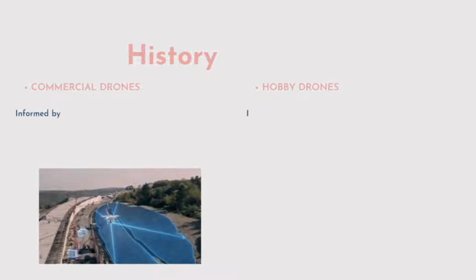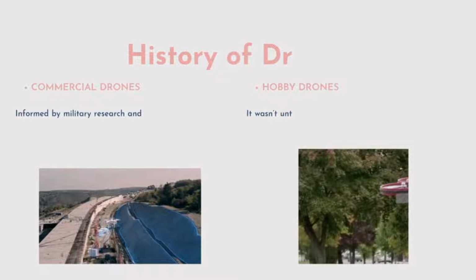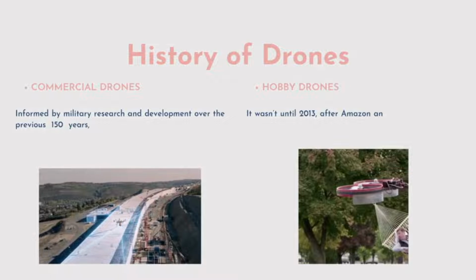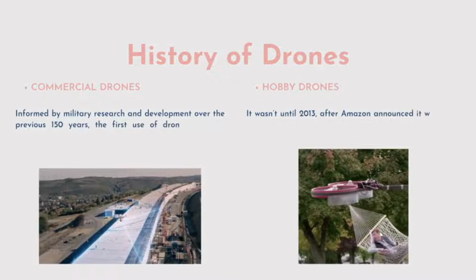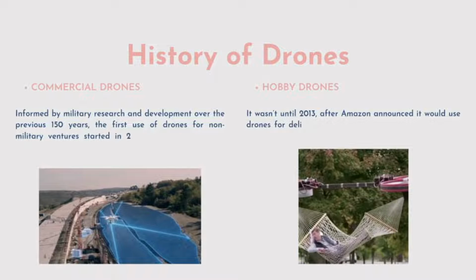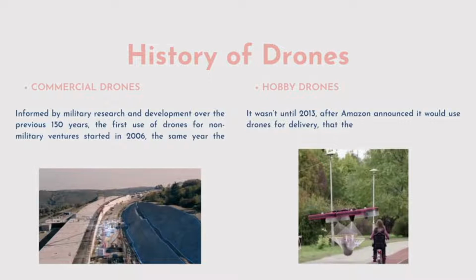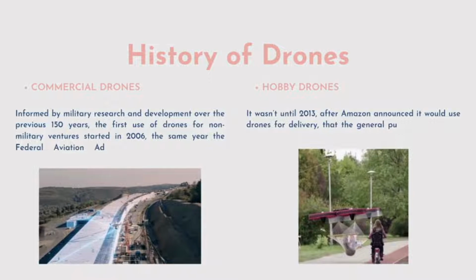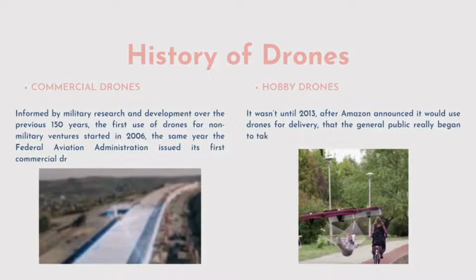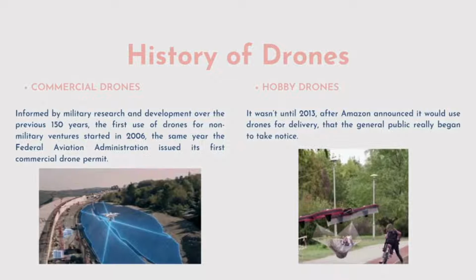Commercial drones were fueled by military research and development over the previous 150 years. The first use of drones for non-military ventures started in 2006. The same year, the Federal Aviation Administration issued its first commercial drone permit. It was not until 2013, after Amazon announced it would use drones for delivery, that the general public began to take notice.